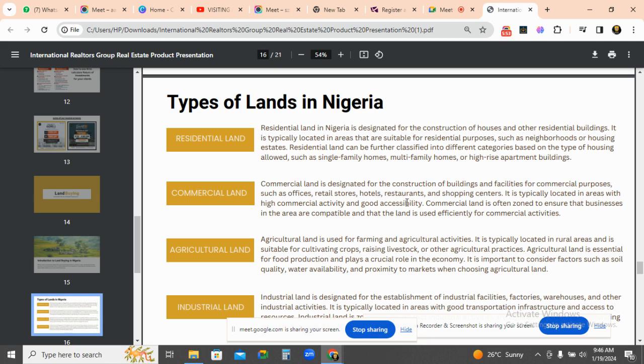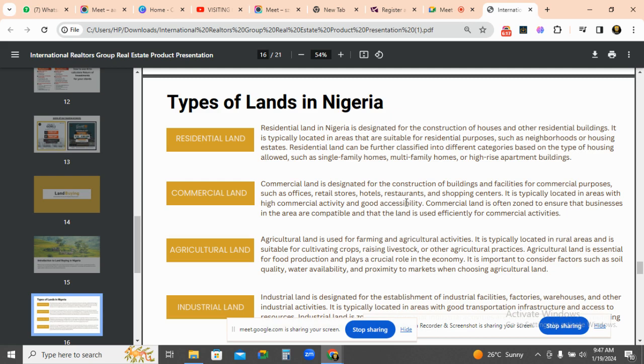So a commercial land is a commercial land. You are not supposed to build a hotel in a residential apartment. Even though Airbnb has changed that model in a way, right? But at the end of the day, you have to build whatever you want to build on a commercial land. Then the third thing is agricultural land, right? Agricultural land. So what is agricultural land?